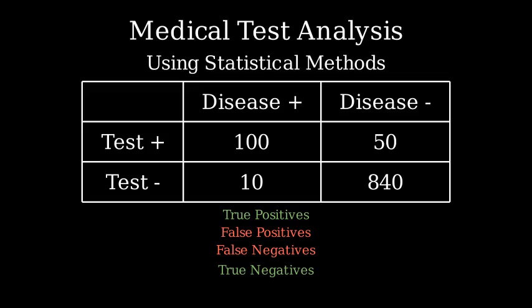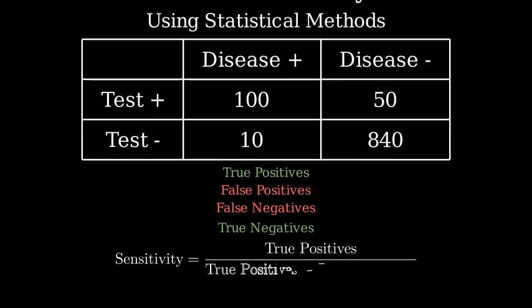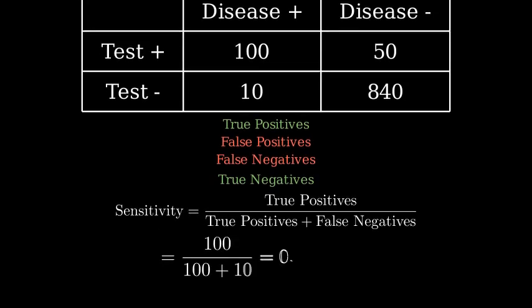Now, let's calculate sensitivity. Sensitivity is the probability that a person with the disease will test positive. It's calculated as true positives divided by all people with the disease. In our example, that's 100 divided by 100 plus 10, which equals 0.91 or 91%. This means our test correctly identifies 91% of people who have the disease.